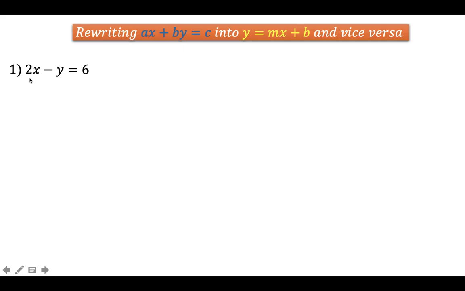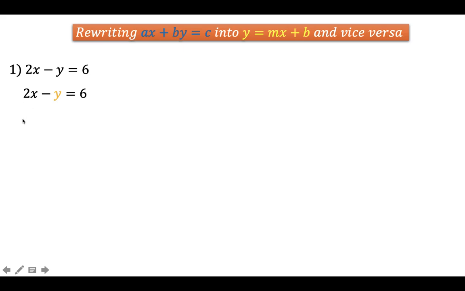So we have here, given number 1, 2x minus y is equal to 6. So obviously it is in the form ax plus by equals c. We're going to transform this into a slope-intercept form like this. So first we're going to highlight this y because we want this y to be left alone on one side of the equation. Okay, so we're going to eliminate all the other terms except y on this side.